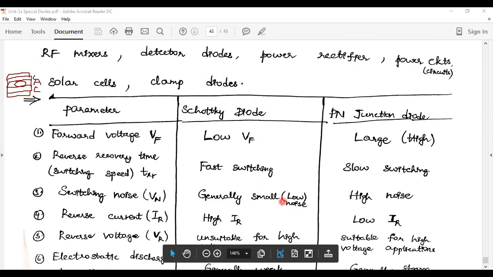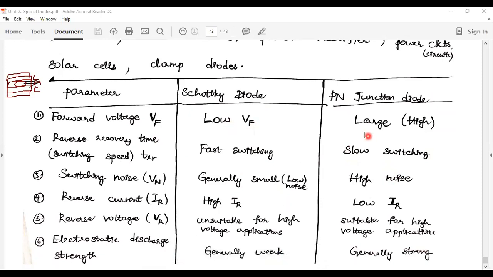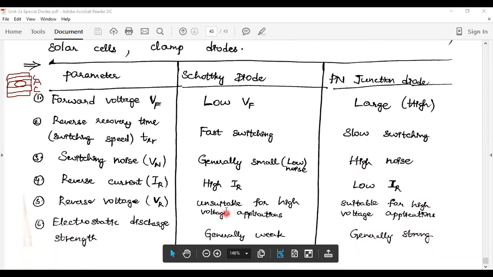These are the basic differences between Schottky diode and PN junction diode. Forward voltage is very low here; in the PN junction diode, forward voltage is high. Switching action is fast here; it is slow there. Switching noise is also low; it is high there. Reverse current IR in this Schottky diode is high, whereas it is low in the PN junction diode. Reverse voltage VR: Schottky diode is unsuitable for high voltage applications, it is not going to be used, whereas the PN junction diode is suitable for high voltage applications.